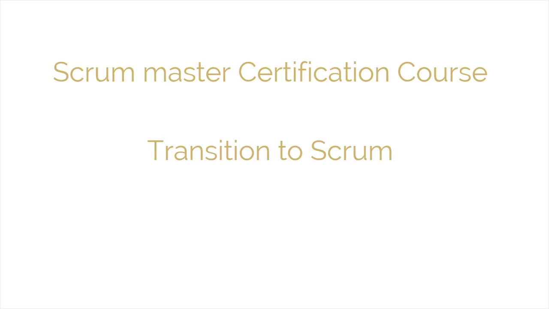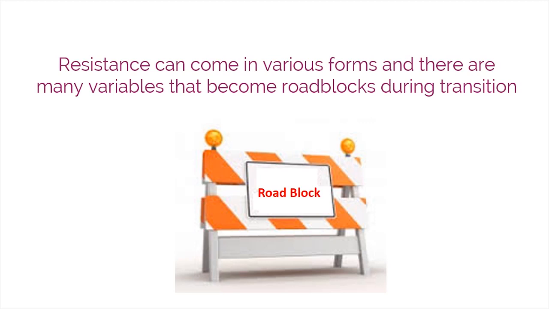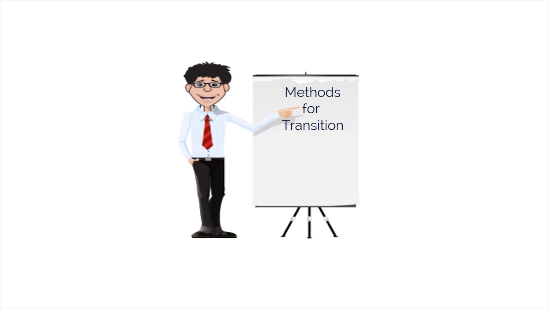In this short talk, we will discuss the ways in which an organization can smoothly transition to Scrum from any other traditional methods of project management. Let's get started. Now, we know that implementing Scrum is not an easy task. Resistance can come in various forms, and there are a multitude of variables that become roadblocks during transition. In many cases, a customized method is favorable over strict adherence to any particular method. That being said, we have to understand some of the basic methods for transition.